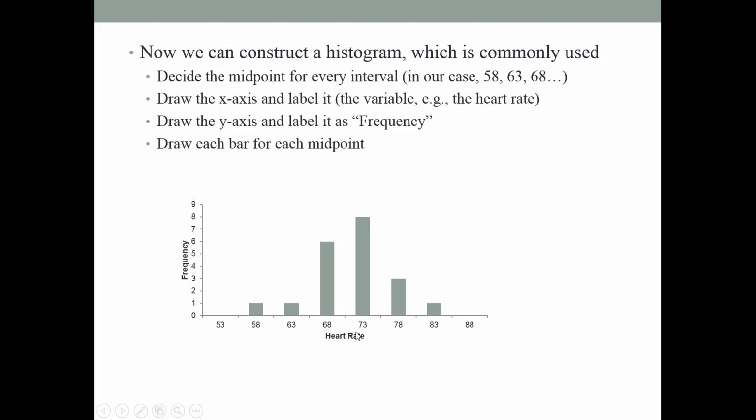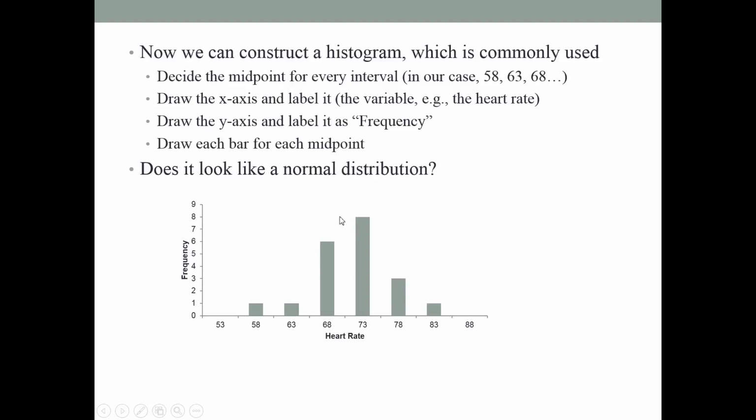The x-axis is heart rate. Now, if you study people's height, then this will be height, right? If you study how much they like pizza, then this will be how much they like pizza. But this y-axis will always be frequency. And then you calculate the frequency, right? So for 58, in this interval, there is only 1 value. Here only 1 value, here there are 6, and so on and so forth.